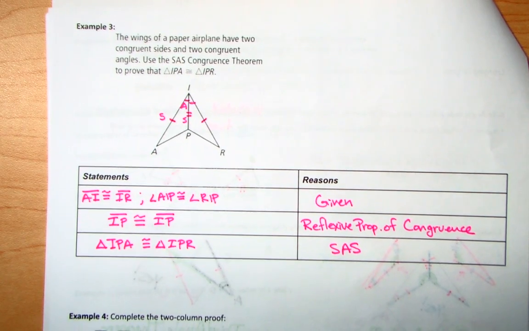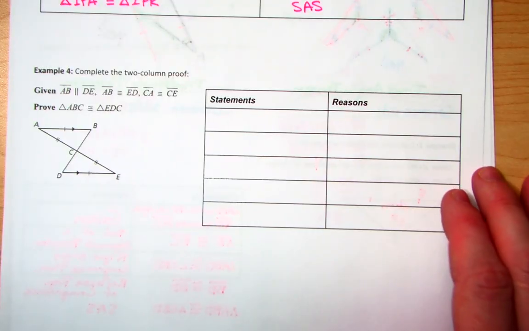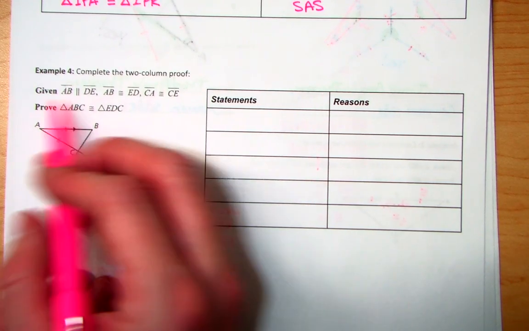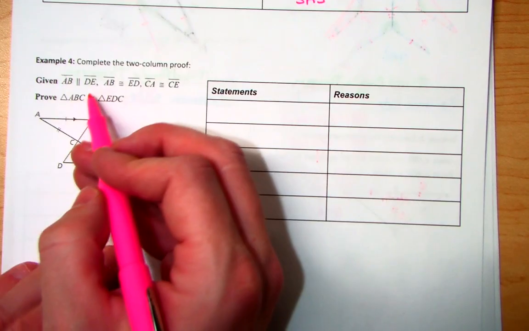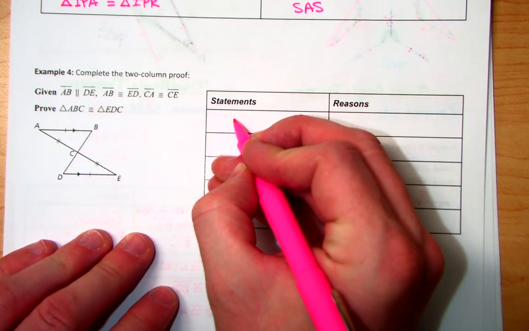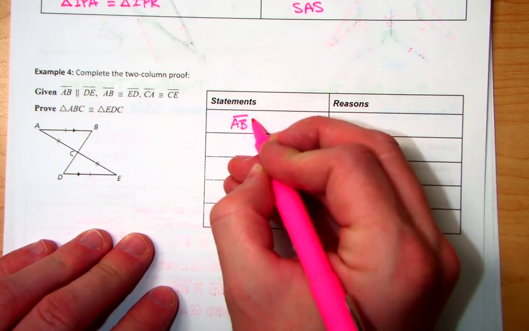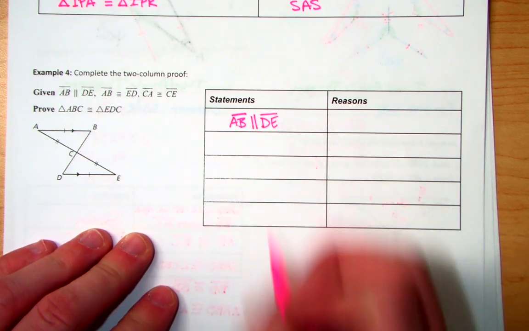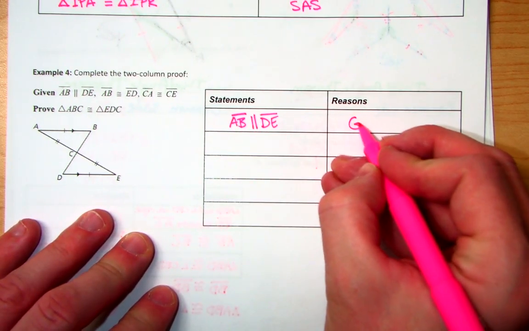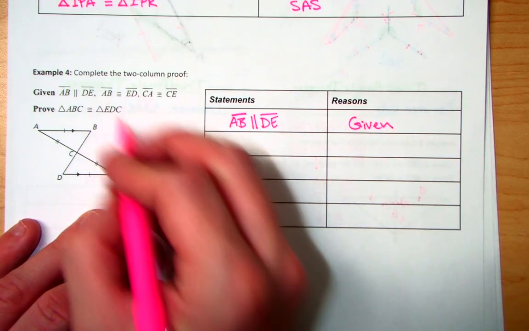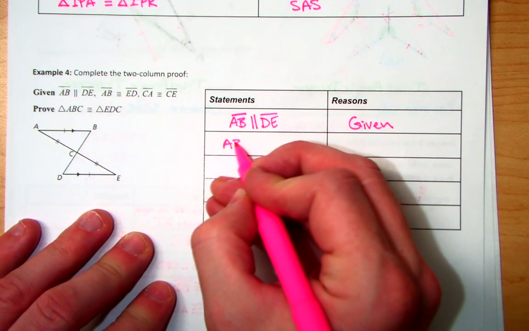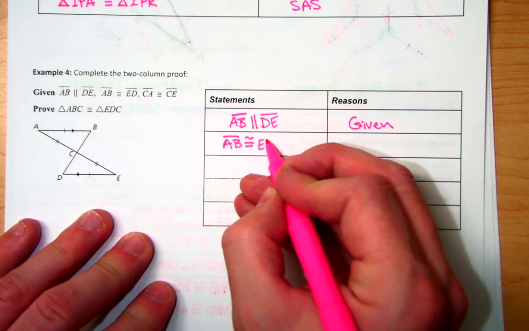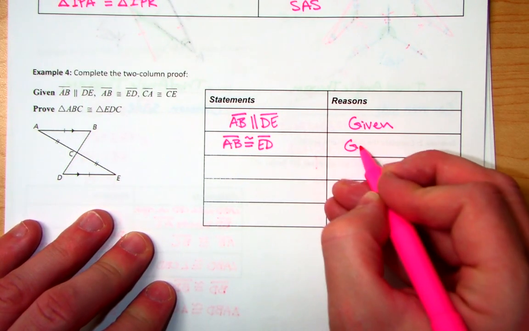Right, one final proof to go. We are given a bunch of stuff here, so I'm going to split it out. I'm going to say segment AB is parallel to segment DE. Remember those lines. It's been a minute since we've used those lines, but that was given to us. Right, what else do we have? We've got segment AB is congruent to segment ED. That was also given to us.